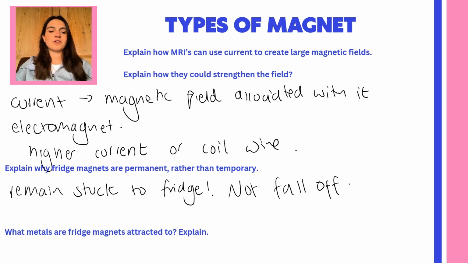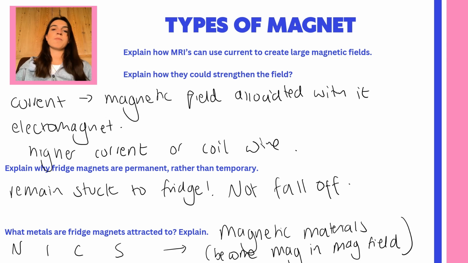And what metals are fridge magnets attracted to? Explain. Okay, so I have got nickel, iron, cobalt and steel. And why have I picked those ones? Well, remember, those are my magnetic materials. So those are the materials that when you put them inside something else's magnetic field, like your fridge magnets, they actually become magnets themselves, and then they are attracted to your fridge magnet.